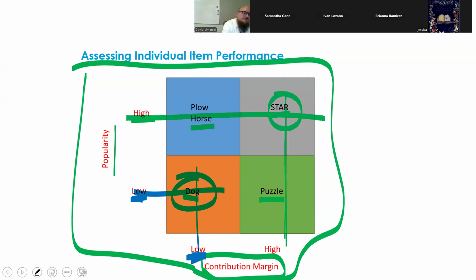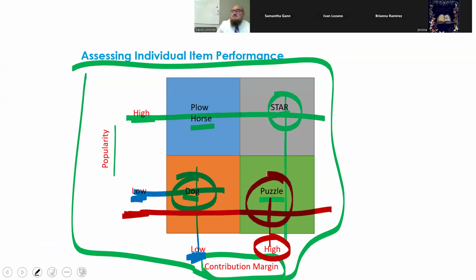The puzzle is low popularity, but it's high contribution margin, which means people don't order it, but it makes me a lot of money. I have more profit, but for whatever reason, I'm puzzled, I'm confused, as to why people aren't ordering it. I'm confused as to why it's not popular. That's how I distinguish the puzzle.